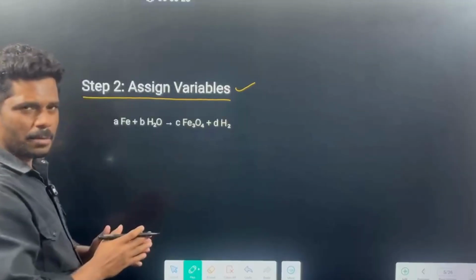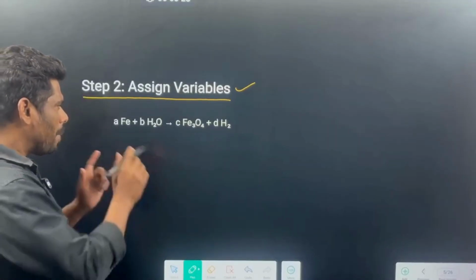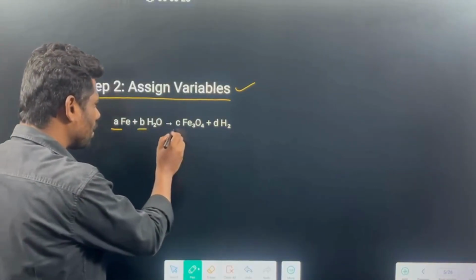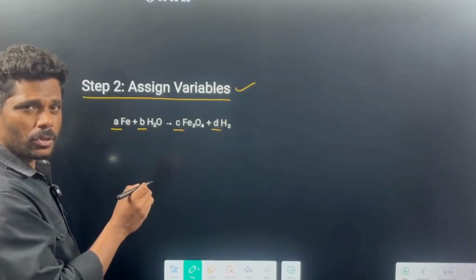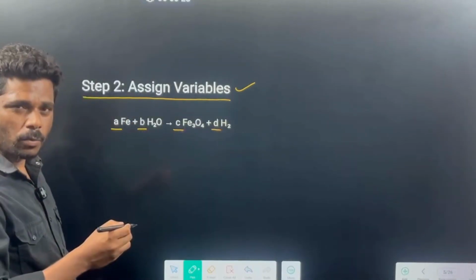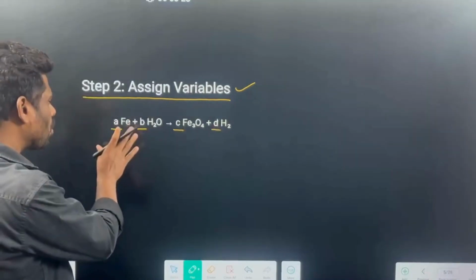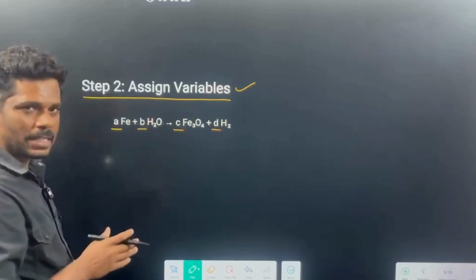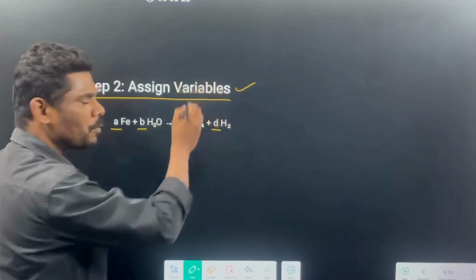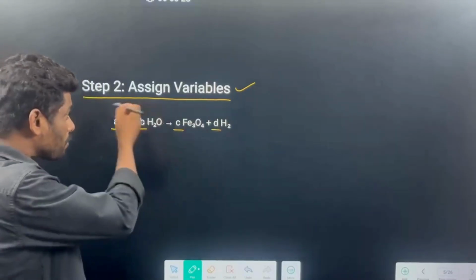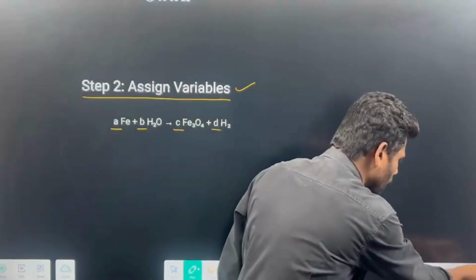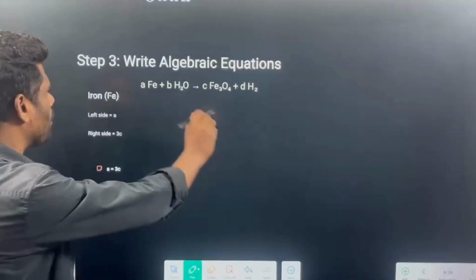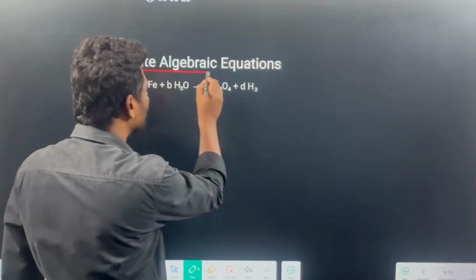What is meant by assigning the variables here? It's very simple. To balance the equation, we need to add the coefficients wherever they are necessary. Since we don't know the exact numbers right now, we are assuming the coefficient of each reactant and product with some alphabets. Now these are called variables. Now we can find the value of these variables with simple steps. How can we do that? That is by writing the algebraic equations.